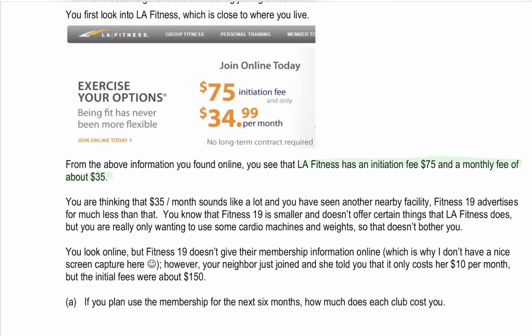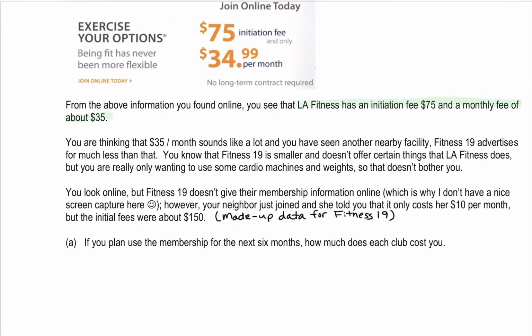So suppose that Fitness 19 is also nearby, a little bit smaller, maybe isn't exactly the same, but it has the same machines that you want to use, so that seems just fine with you. So Fitness 19, and I'm just going to write in parentheses, this is made up data for Fitness 19. This one I just made up, okay? So suppose that you talk to a neighbor and they tell you that Fitness 19, or maybe just some other health club, costs $10 a month, but that the initial fees are $150.